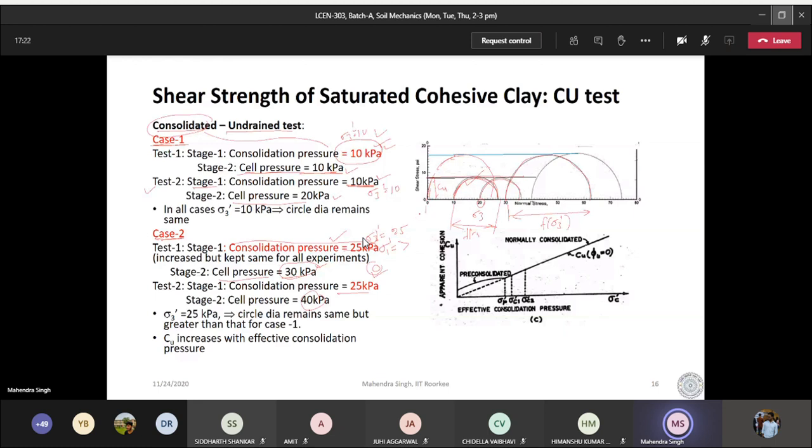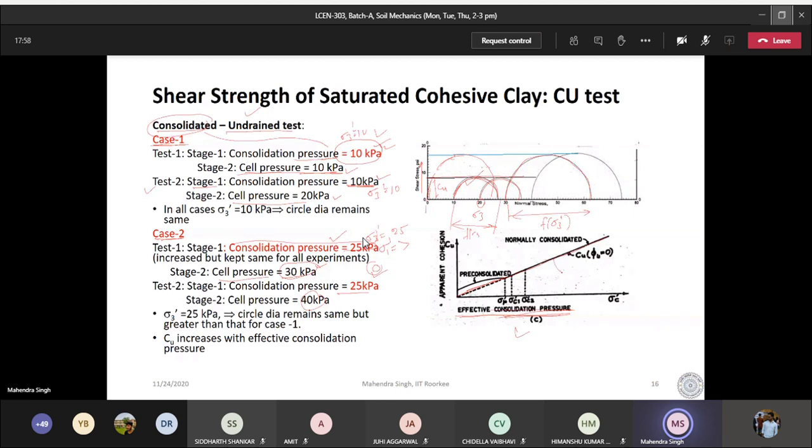So what we learn from this is that as you do the consolidated undrained test under different consolidation pressures, the Cu value will keep on increasing. So you will find that Cu increases, and we have plotted it here. So the effective consolidation pressure, effective meaning which has been transferred to the soil, and Cu varies like this. It passes through 0, but there is one thing which you have to remember.